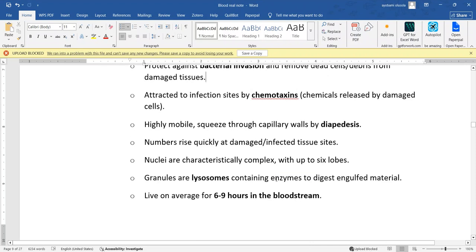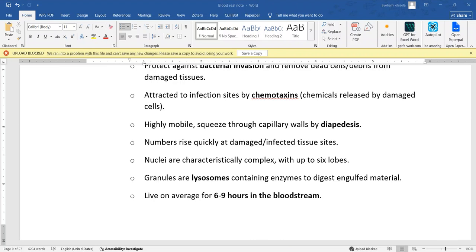So if a patient comes to you and says, sister nurse, please help me interpret this, what does it mean? You know that, oh, your neutrophils are high. It's an indication that you may be having a bacterial infection. The reason why we call the neutrophil a granulocyte is because it contains granules, and the granules are lysosomes.